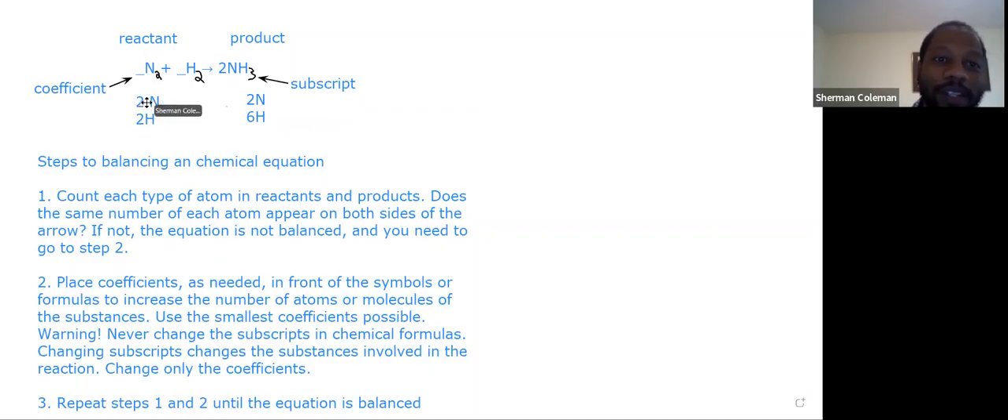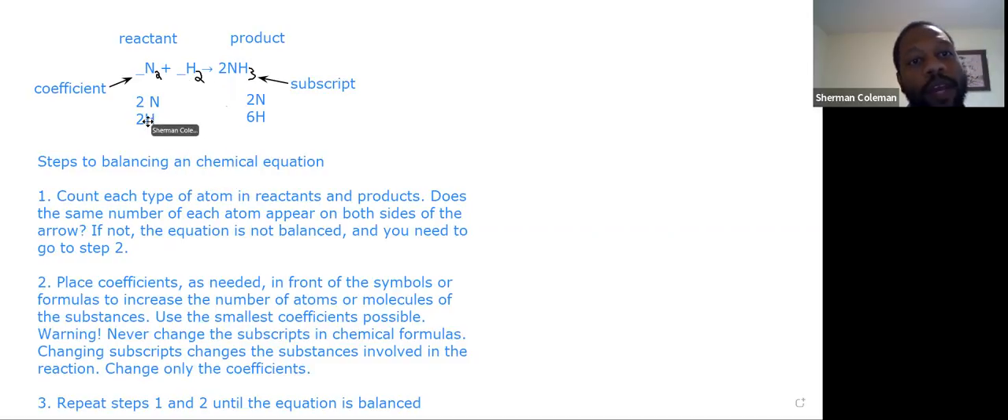So we've balanced the nitrogens. Now we're going to balance the hydrogens. So we know that the hydrogens need to be 6 on the reacting side. And lucky for us, this is the only place where we can put a number to change hydrogens. So we know that this is the blank that we're going to use.